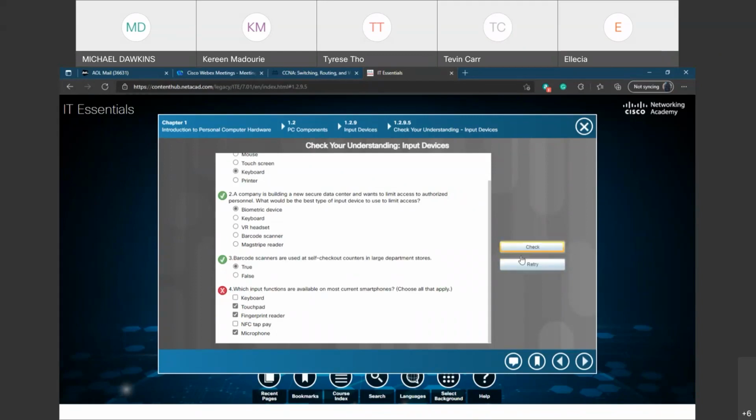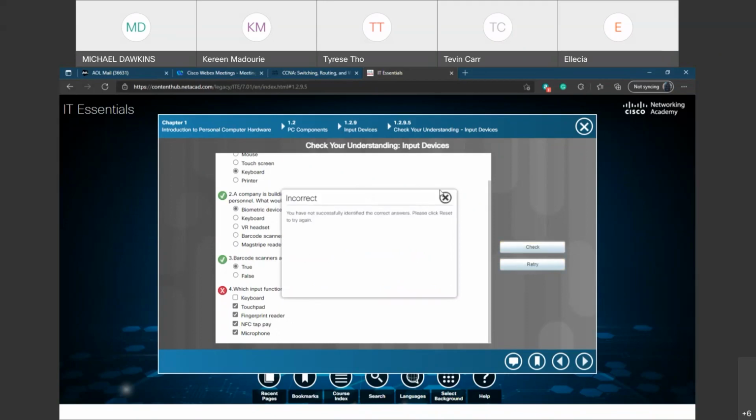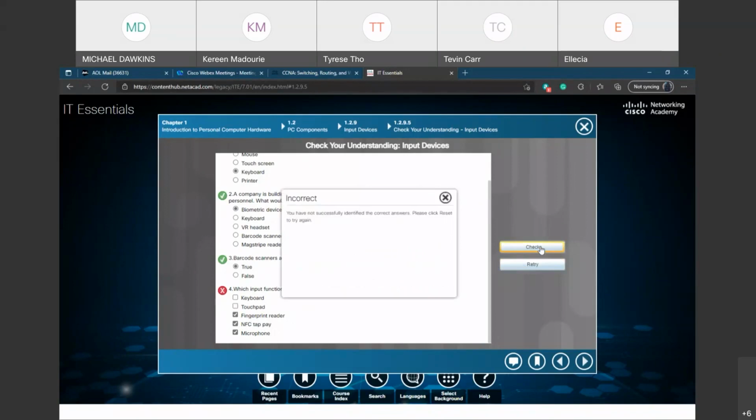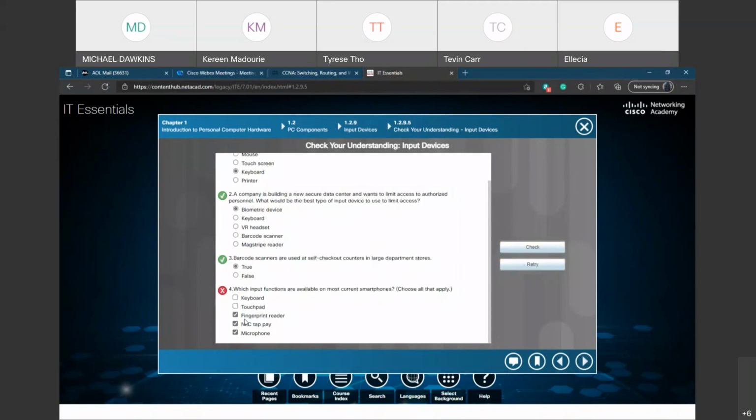But then again, touchpad depends on the computer. Most current smartphones in 2021 have a touch screen. So I'm not going to give it touchpad, because touchpad is on the computer. If you definitely select all of them, it might be wrong. So maybe select none of them. Which other one do you want to check?